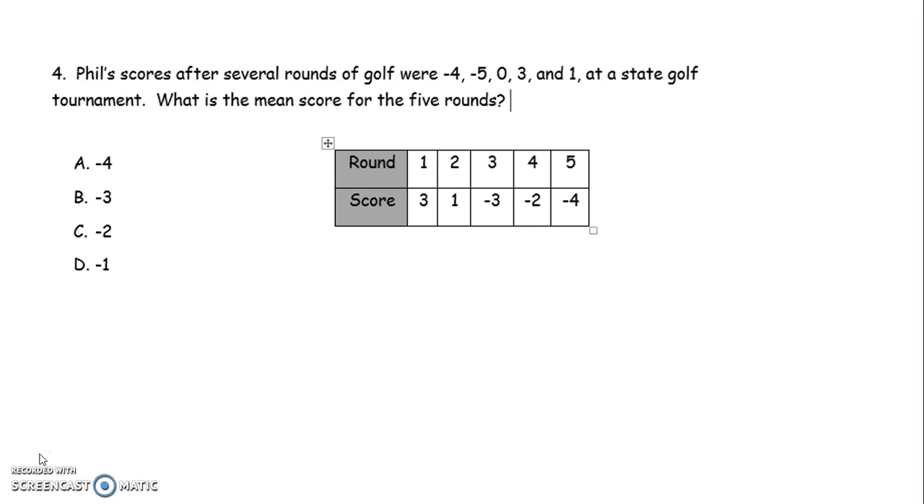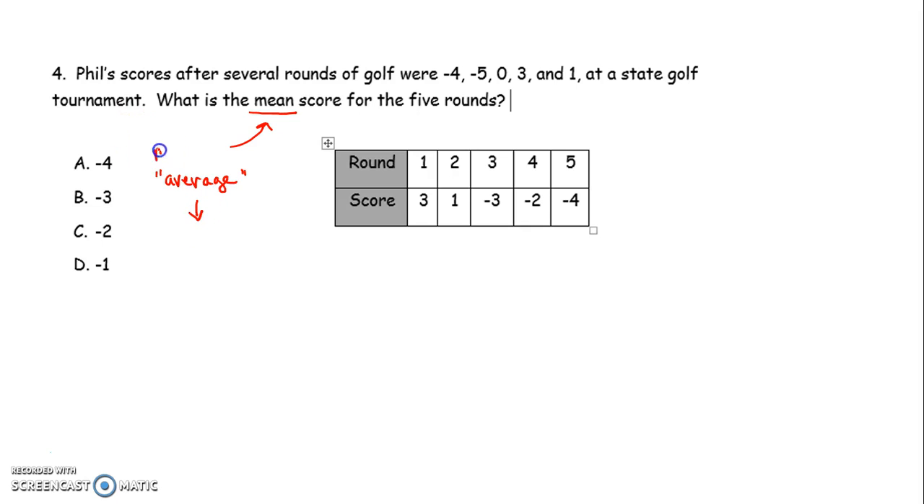Okay, so a couple of items you need to understand is mean. You had a beautiful statistics unit, so you know mean is a fancy word for the average. So they're just asking, what was his average score? Here's his scores. He played 5 rounds. Here's the scores for each round. What was his average score?